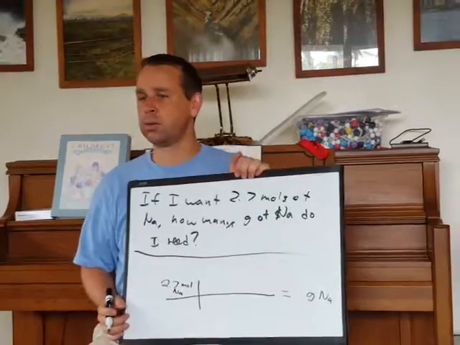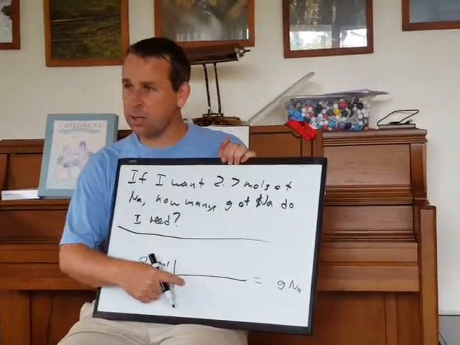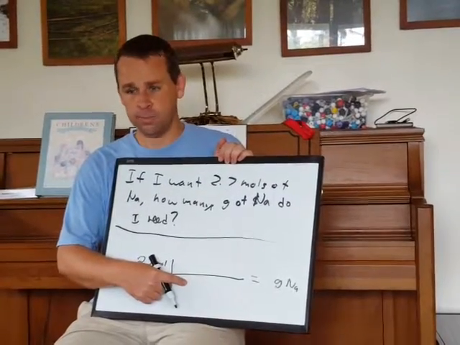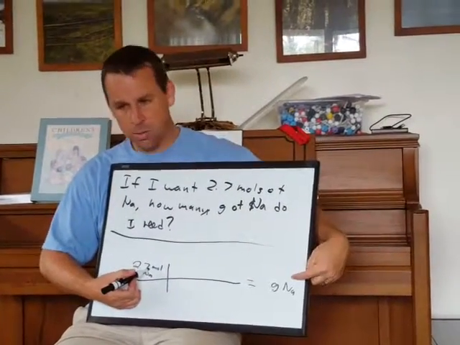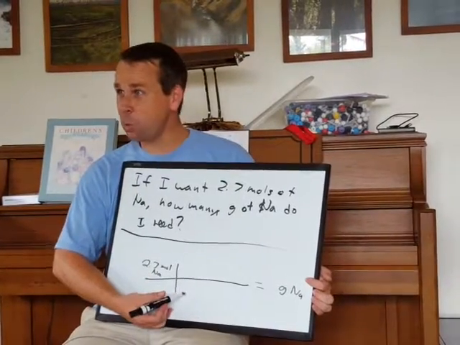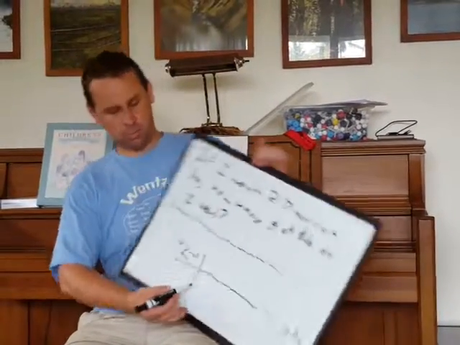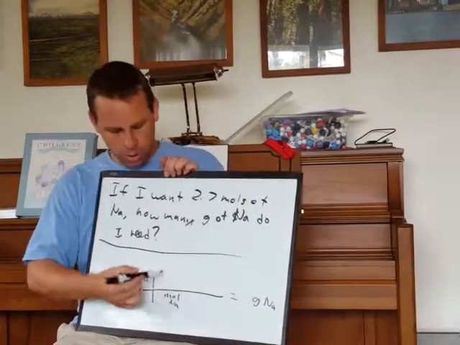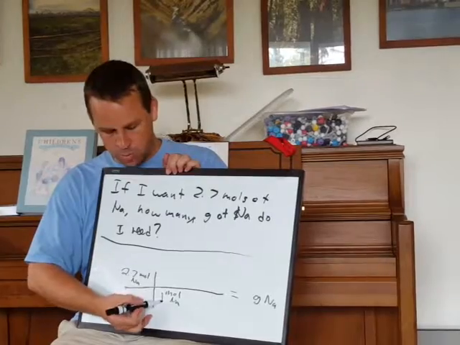We don't know how many grams yet. What units have to be down here? Do I want moles in the end? I don't want moles of sodium. I want grams of sodium. So I have to get moles of sodium down here to cancel them. So I'm going to write moles of sodium down here. Do I know how many grams are in 1 mole of sodium?